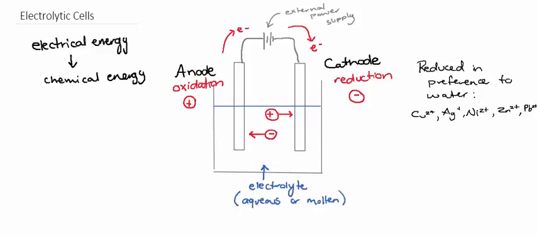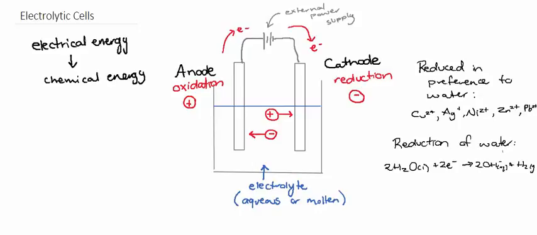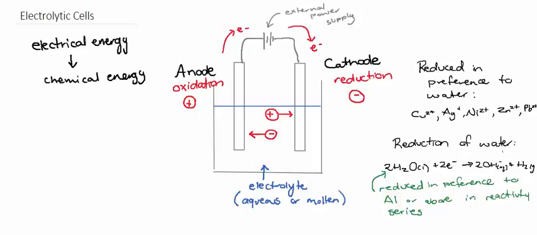Ions such as copper, silver, nickel, zinc, and lead will be reduced in preference to water. That means that they can be reduced using an aqueous electrolyte. When water is reduced, hydroxide ions and hydrogen gas form. This will occur if the electrolyte contains highly reactive metals because it's easier to reduce the water. So aluminium or anything above it in the reactivity series will require a molten electrolyte for it to be reduced.